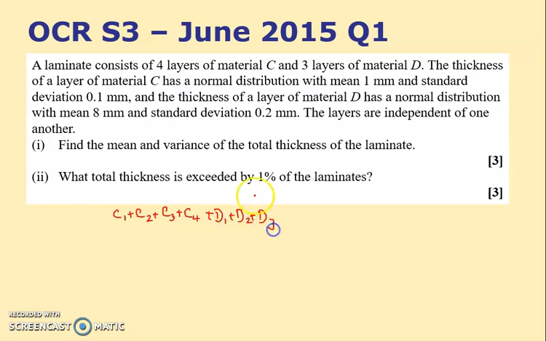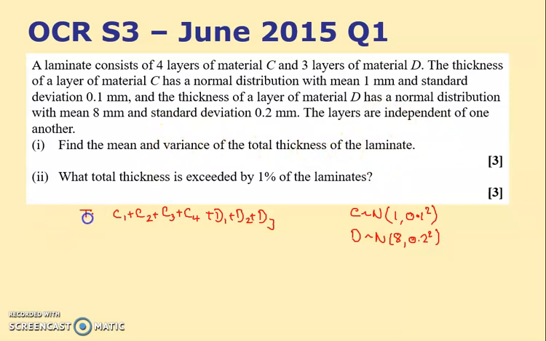The thickness of the layer of material has normal distribution. So it says that C is normally distributed with mean of 1 and standard deviation of 0.1. Squared obviously. And D is normally distributed with mean of 8 and standard deviation 0.2. It's 0.2 squared. The layers are independent of one another. Find the mean and variance of the thickness.